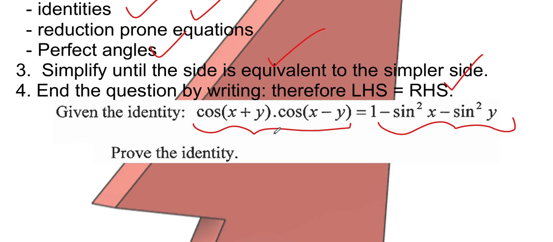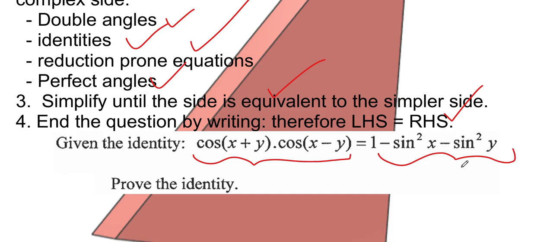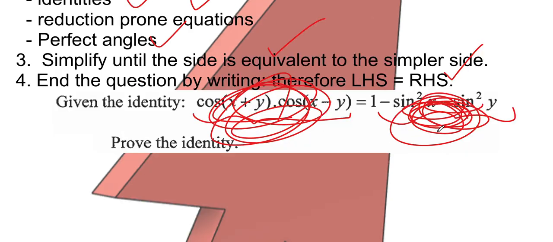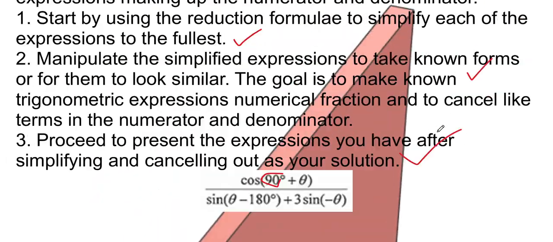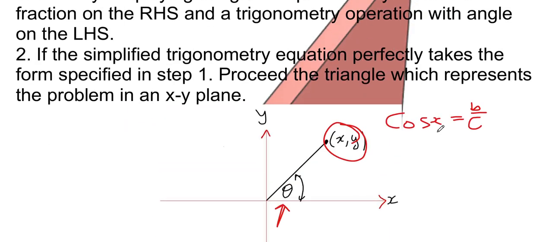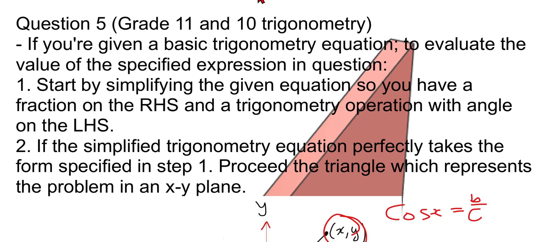And in this question, which one is the simpler side here? I would say this one is the simpler side, because when you simplify using the identity, this will be the simpler side, and then you will tackle this as the complex side until you make the complex side look like the simpler side. And that's how you answer your grade 10 11 trigonometry in your mathematics paper 2 and collect maximum points. Thank you.